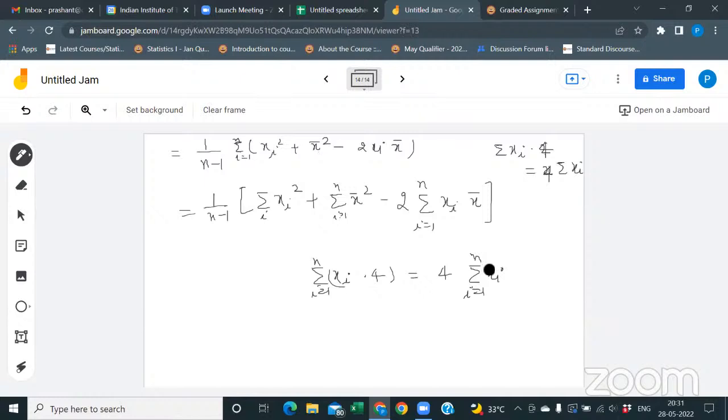Actually, I don't know, sir. I'm just learning this. See, what is the meaning of this one? Suppose I am taking x1 into 4 plus x2 into 4 plus x3 into 4. Suppose, for example, I'm taking only 3 terms. Can I take the 4 as common? So can I write it as 4 times x1 plus x2 plus x3? So this thing is the same as this thing.